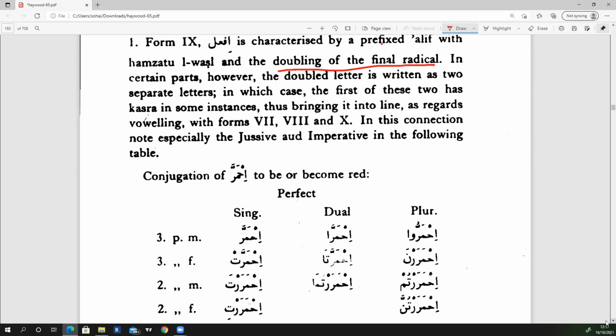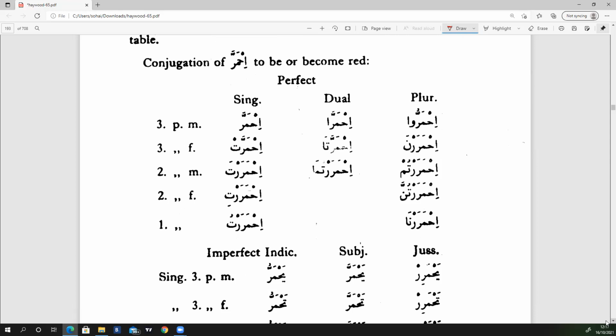Ihmarra. So here the root letters are ha, mim, and ra. These are 3 root letters. And the rule is we add alif, that's in past tense, and then the last radical, which is ra, will have a shadda. So the perfect is ihmarra, and imperfect is yahmarru. Ihmarra, yahmarru.